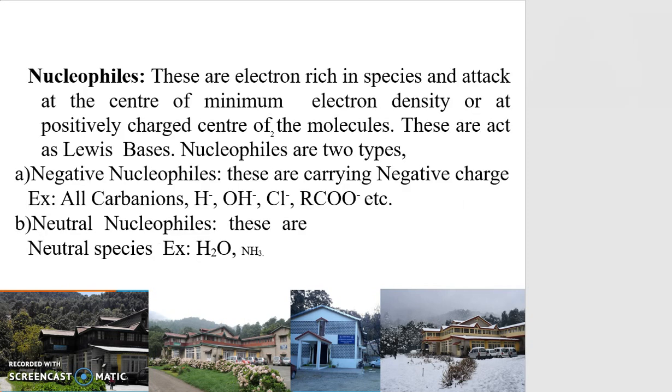My friend, what is a nucleophile? These are electron rich species and attack the center of minimum electron density, or the positively charged center of the molecule, and they act as Lewis bases. Nucleophiles are of two types. Negative nucleophiles carry a negative charge, for example carbanion, H minus, OH minus, Cl minus, and neutral nucleophiles are neutral species like ammonia and H2O.